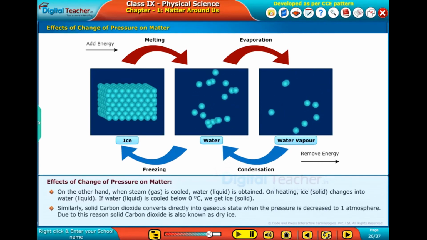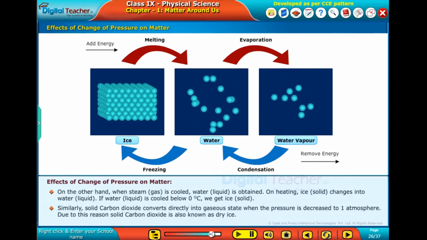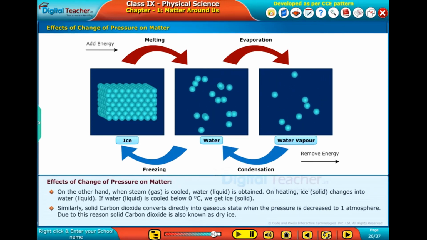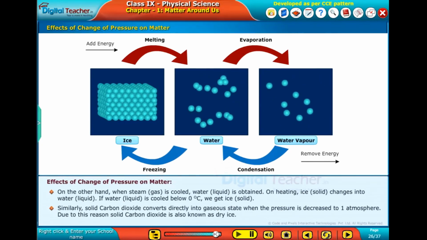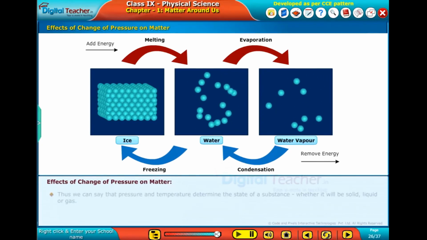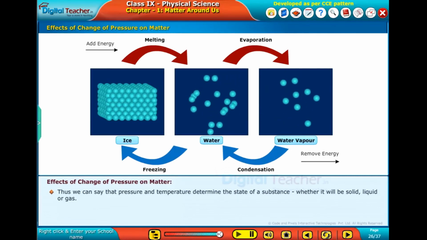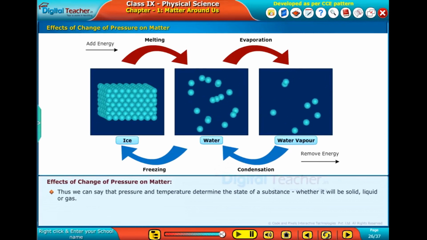Similarly, solid carbon dioxide converts directly into gaseous state when the pressure is decreased to 1 atmosphere. Due to this reason, solid carbon dioxide is also known as dry ice. Thus, we can say that pressure and temperature determine the state of a substance, whether it will be solid, liquid, or gas.